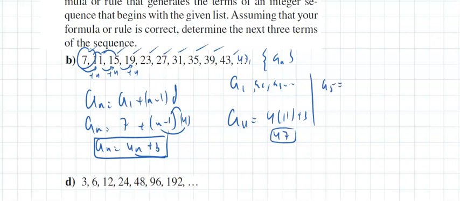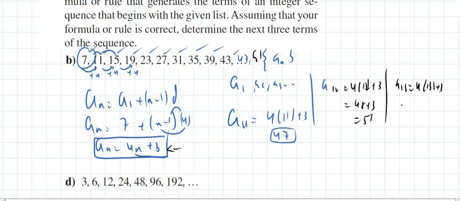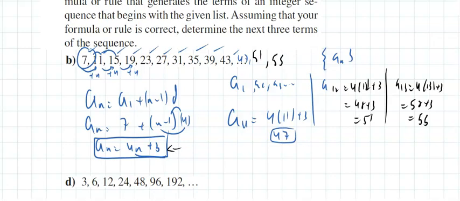A sub 12 will be 4 times 12 plus 3. That is 48 plus 3, which is 51. And if you want to find a sub 13, that's 4 times 13 plus 3. That is 52 plus 3, which is 55. And there it is.